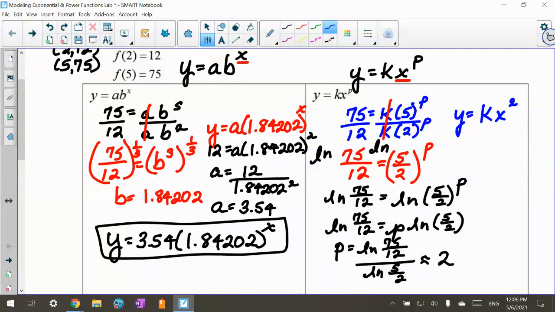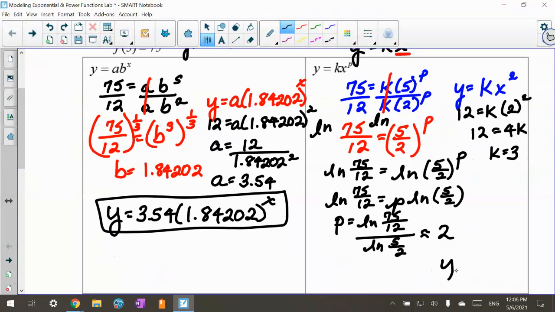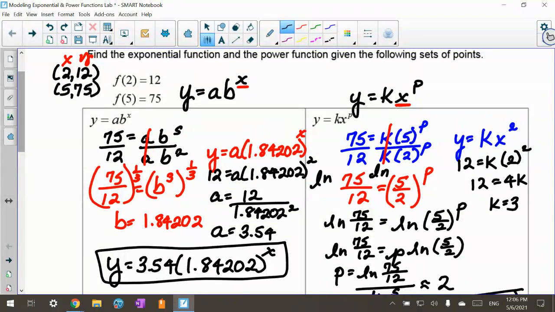Okay. Now I'm just going to plug in one of the points. I'm going to use (2, 12) again in the x y spot. So I'm going to put a 12 here because I want to know what k is. I'm going to put a 2 here. 2 squared is 4, so I have 12 equals 4k. Divide by 4, k is 3. So my power function using these same 2 points would be y equals 3x squared, which is clearly a lot nicer number than what we started out with. Okay, so both of these are representations of 2 different kinds of functions with the same set of points.